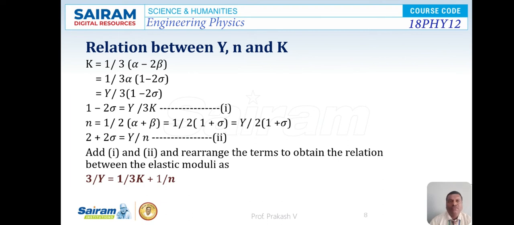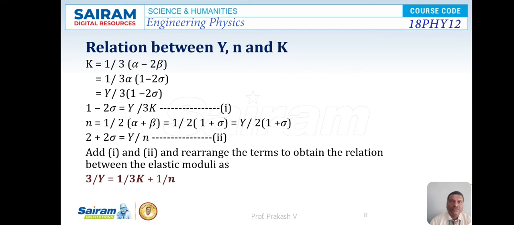Further, N is equal to 1 by 2 into alpha plus beta, that is equal to 1 by 2 into 1 plus sigma, that is equal to Y by 2 into 1 plus sigma. Therefore 2 plus 2 sigma is equal to Y by N. So consider that as equation number 2. By considering 1 and 2 and rearranging the terms, we can get 3 by Y is equal to 1 by 3K plus 1 by N.